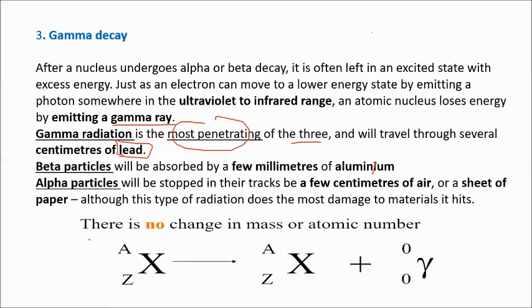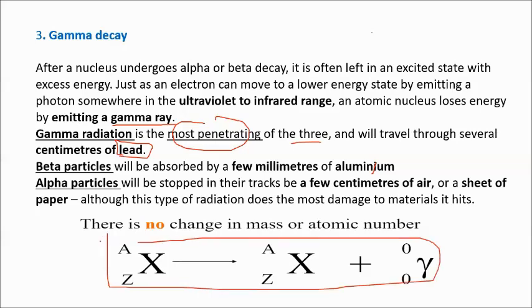So the equation for gamma ray, we have X(A,Z) equal to X(A,Z) and gamma ray 0, 0. So take note that there is no change in mass number or even the atomic number upon emission of this gamma ray.